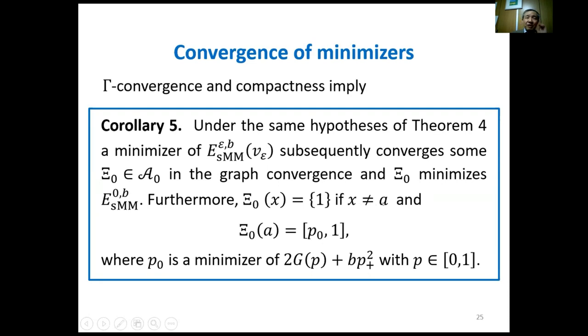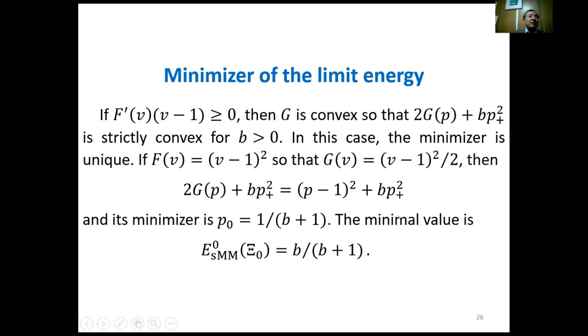a is the place where the measure v_0 is concentrated. And then this interval, this value is a set value [p_0, 1], and p_0 is a minimizer of this G(p) + B p squared, with p between 0 and 1. And this minimizer can actually be explicitly calculated. If F(v) is monotone increasing for v greater than 1 and monotone decreasing for v less than 1, then G is convex, so that G(p) + B p squared is strictly convex for B greater than 0. In this case, the minimizer is unique.